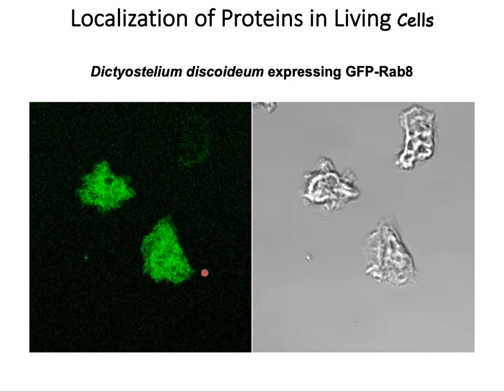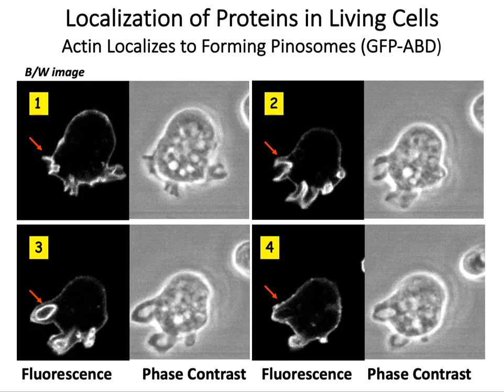In this example, Dictyostelium discoideum, a non-pathogenic amoeba, expresses a GFP-RAB8. RAB8 is a protein that regulates vesicle trafficking, which we will discuss more later in the course. On the left, you can see the fluorescence image. On the right, this is a phase contrast image, and that is a drastic improvement.